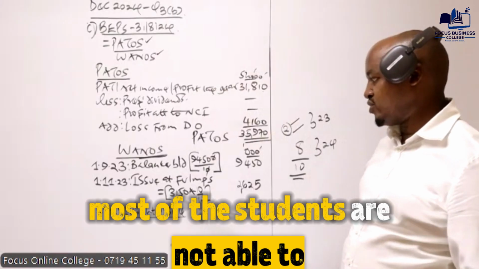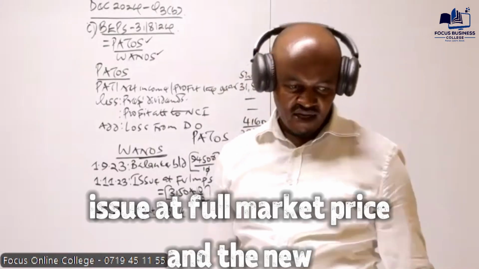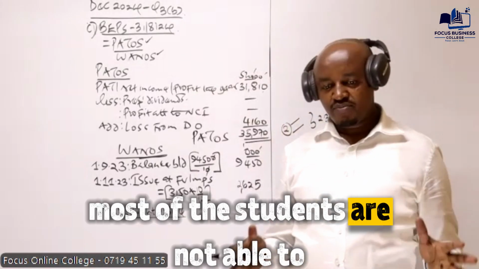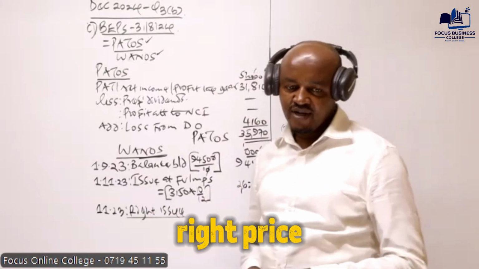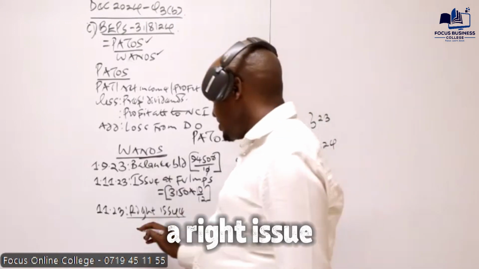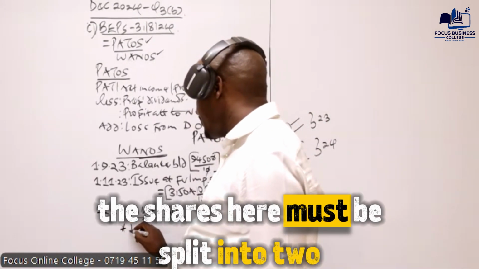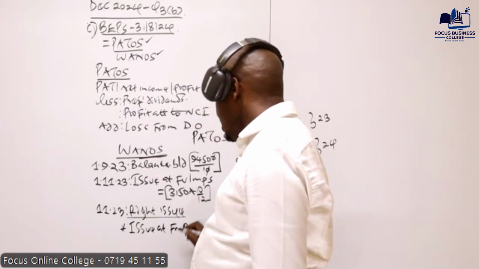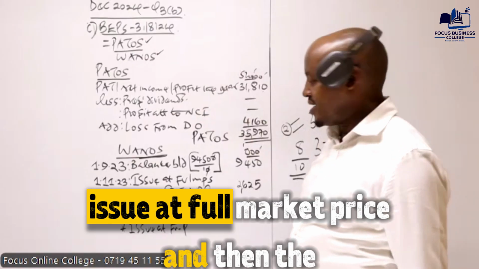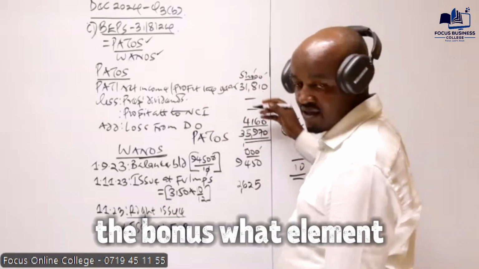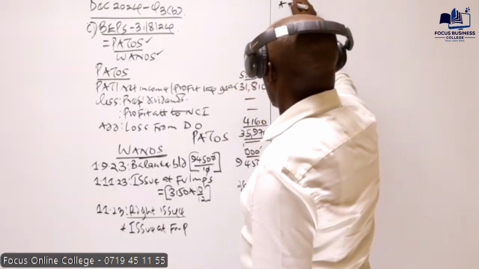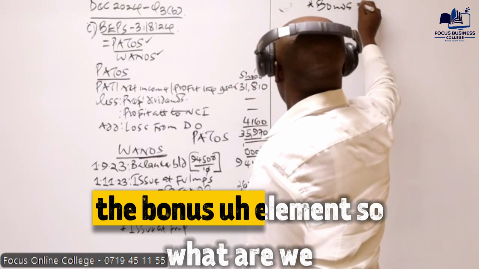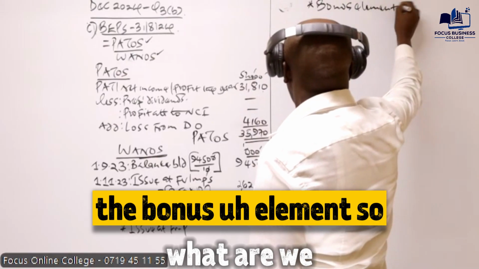Most of the students are not able to split the shares into the two components, issue at full market price and the bonus element. And number 2, most of the students are not able to compute the theoretical ex-right price. So therefore, we say in case of a rights issue, the shares here must be split into two: the issue at full market price, and then the bonus element.